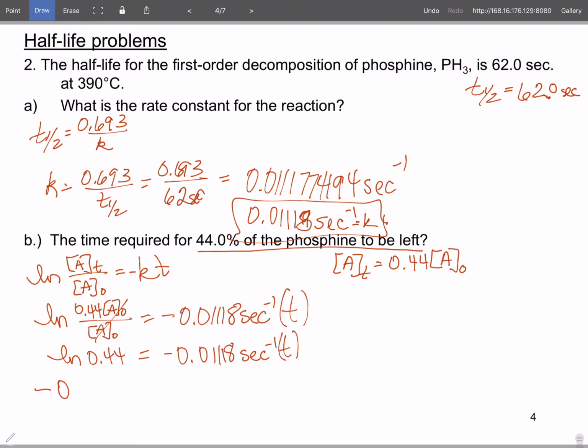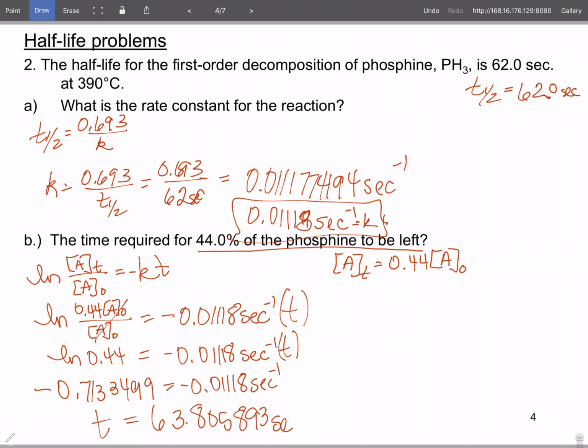So we end up with minus 0.71334. And I don't write this down. I've written a few more digits, but I'll let my calculator carry it when I'm doing the math. So when we finish the division, we end up with the time is equal to 63.805893 seconds, which, if we're keeping 4 decimal places, is 63.8059 seconds. Now, on problems like this, I tend to keep 2 seconds or 1 second, and I'll be specific.